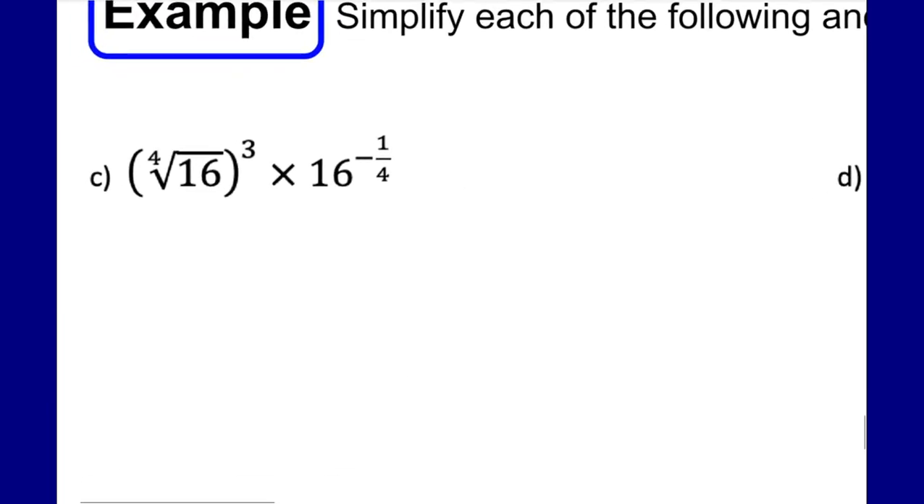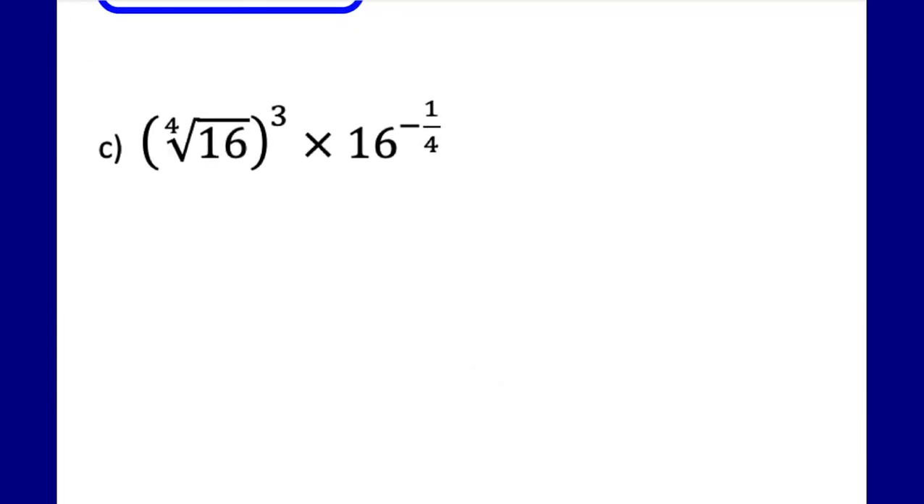Last two examples. So now we're given a radical and a rational exponent. So we do have to do a little bit of conversion. Let's convert this to a rational form, because in that way we can use our power laws. So the 4th root of 16 to the power of 3 works out to 16 to the power of 3/4. That's multiplying 16 to the power of negative 1 over 4.